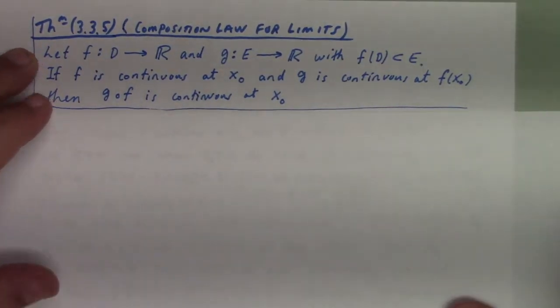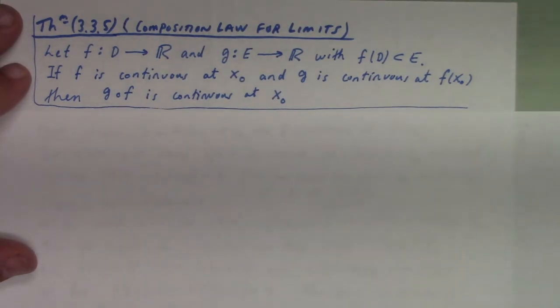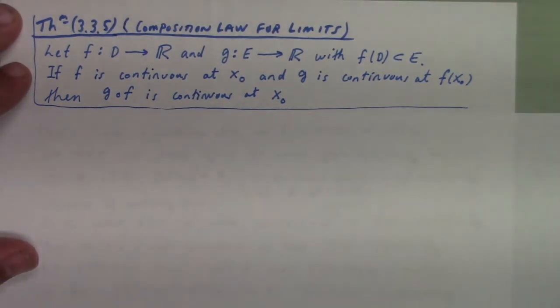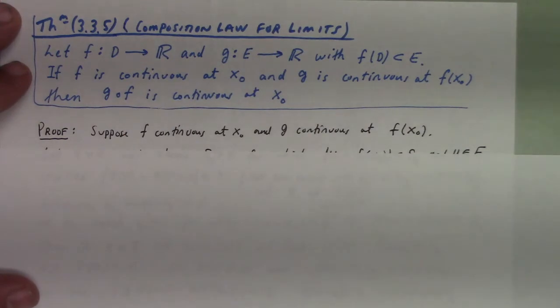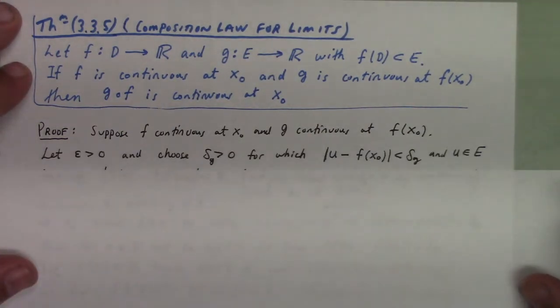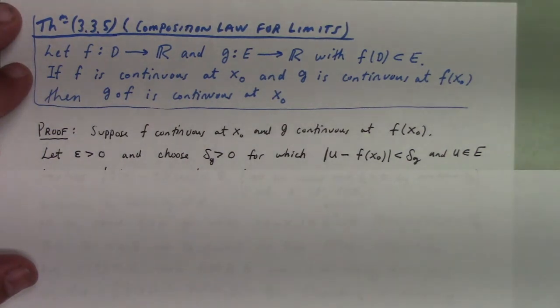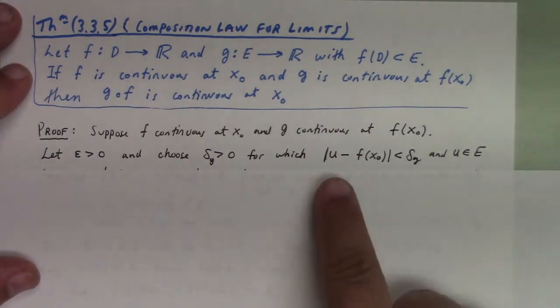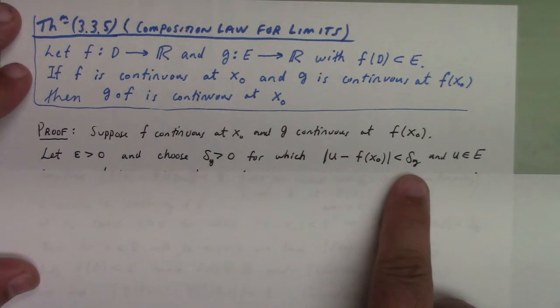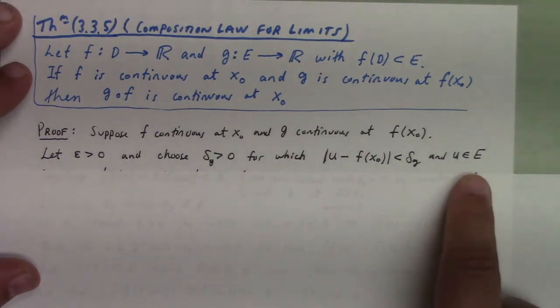So if you have a function, so here's just the theorem again. All right. So suppose f is continuous at x naught and g is continuous at f of x naught. Let epsilon be greater than 0. First of all, we can choose delta g greater than 0, for which the absolute value of u minus f of x naught is less than delta g for u in E.